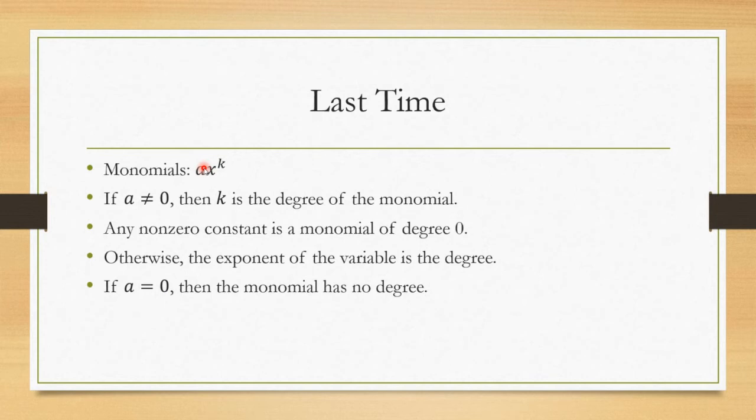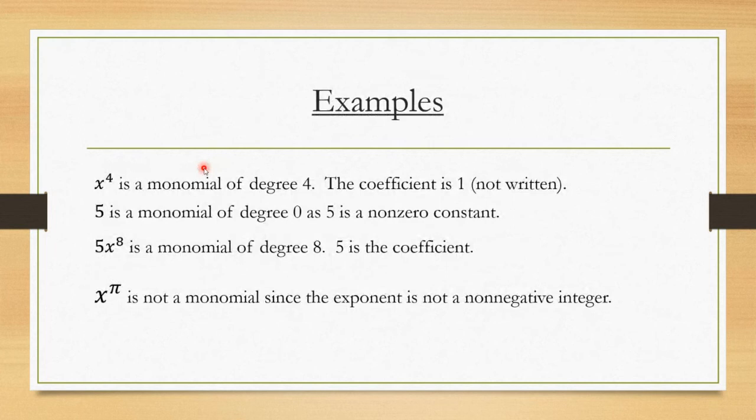Again, that's just a convention people take, so that's just monomials. And these are just some other examples. I know we did a few last time, but I figured it'd be good to do a few more. So x to the 4, that's a monomial, and it's of degree 4, that's what the exponent is. The coefficient is 1.